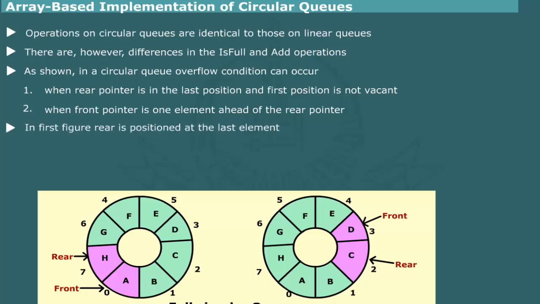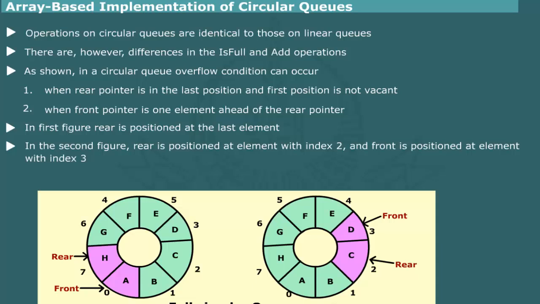Notice that in the first case, the rear is positioned at the last element with array index 7, while the first element of the array with index 0 is already occupied. In the second case, rear is positioned at the array element with index 2, while front is positioned at array element with 3. In both cases, it is not permissible to add a new element. Thus, in implementing the isFull and add operations, we must check for these conditions.